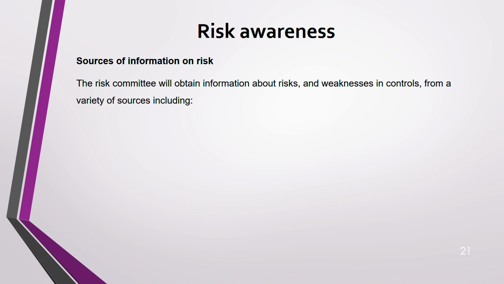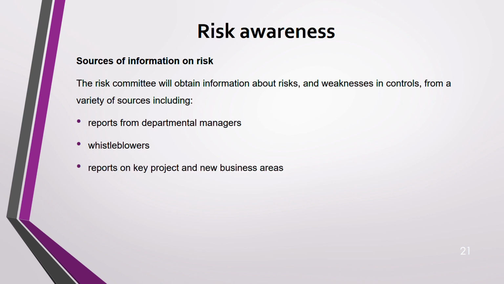Sources of information on risk. There are some sources of information. Most of the time, it is the risk committee who will obtain information about risk and also the weaknesses in control. These are the sources: reports from departmental managers, whistleblowers, because whistleblowers are the ones who complain that this is an issue, that is an issue, and reports on key projects and new business areas, because these are risky areas.